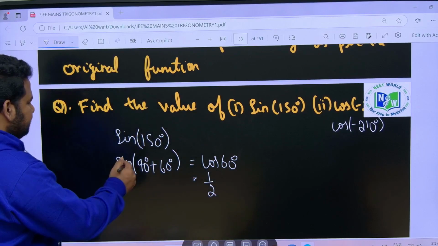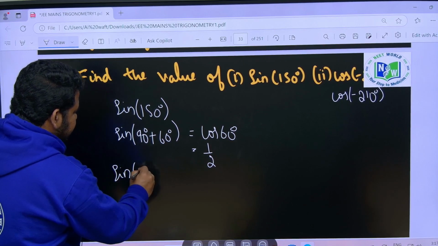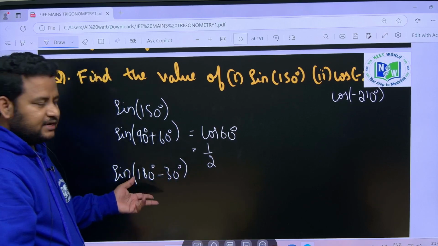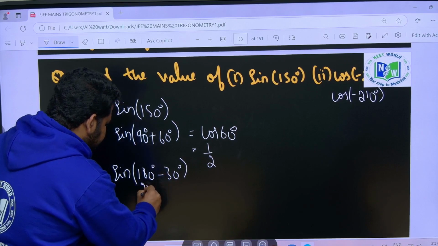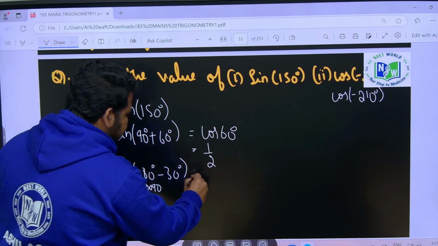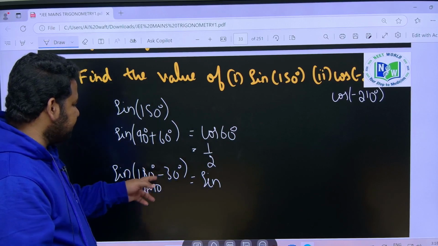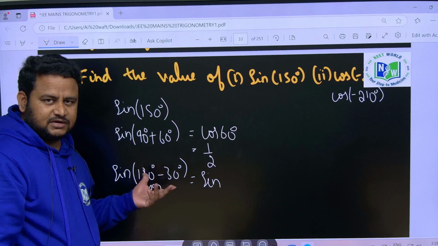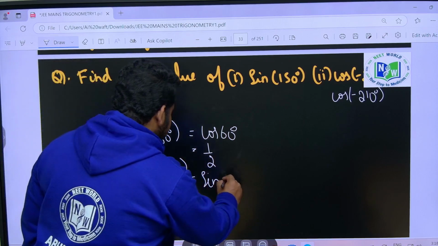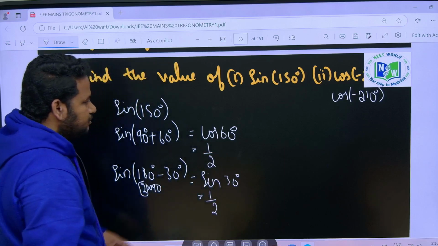Another way to solve this: sine 150, I can write as sine of 180 minus 30. 180 is 2 into 90, and 2 is even. Even is positive, so sine will remain sine. 180 minus theta is in the second quadrant, where sine is positive. So sine 30, which is 1 by 2, friends. So here also 1 by 2, and there also 1 by 2. You can solve it either way.